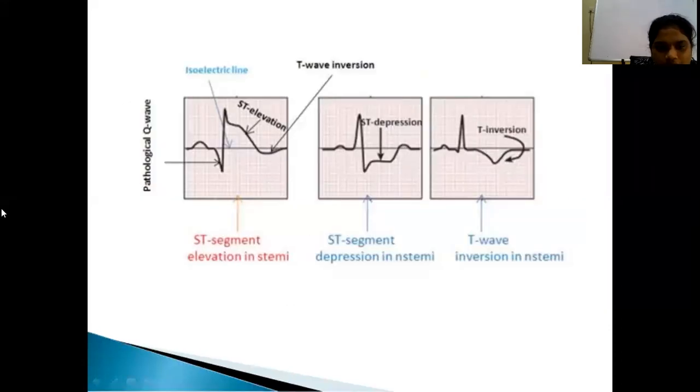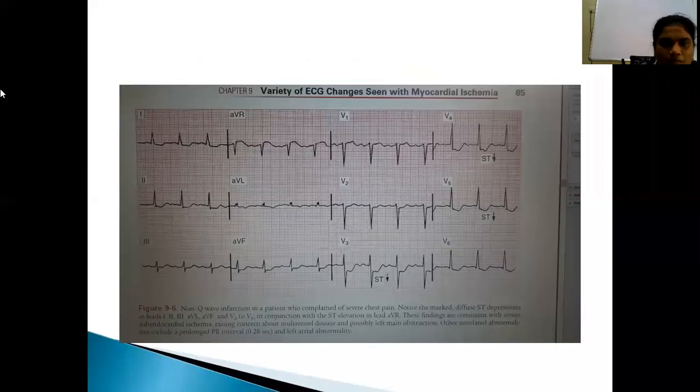So this is the isoelectric range, the pathological Q wave. This is the STEMI type, with ST segment elevation and T wave inversion. Whereas in the non-ST segment elevation MI, there is ST segment depression and T wave inversion. So these are the ECG changes which we see.